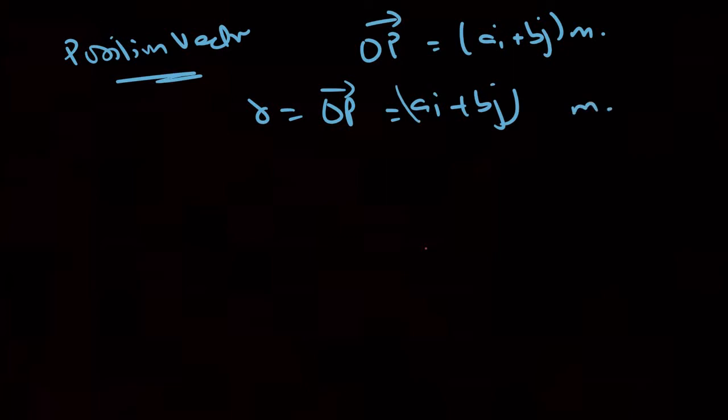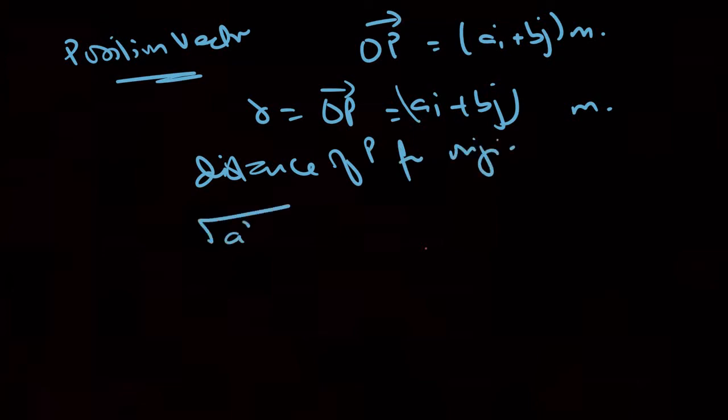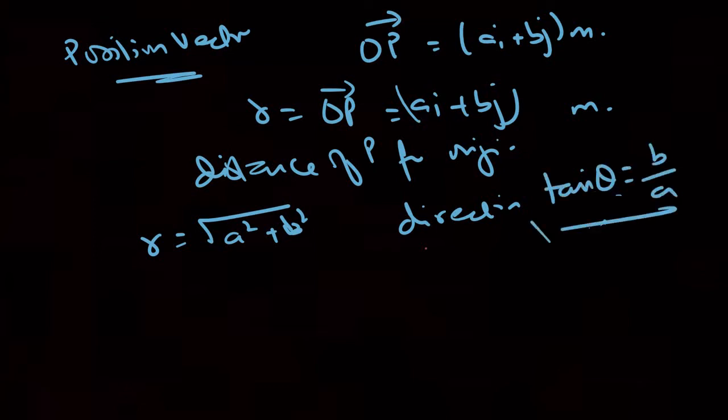Okay, so how will we find the distance of P from the origin? It will be just the way we have done it earlier: the square root of a squared plus b squared. This is the distance. Similarly for direction, in order to find direction, tangent theta is equal to b over a, that is, the coefficient with j over the coefficient with i.